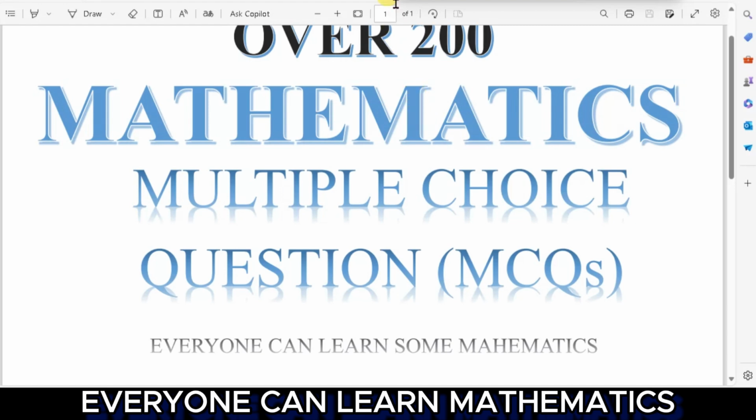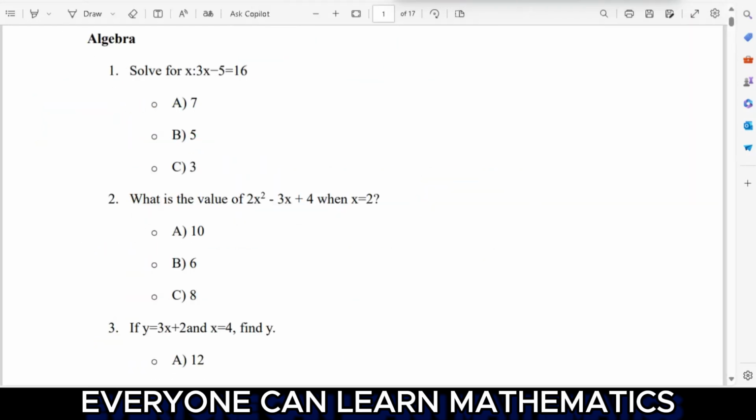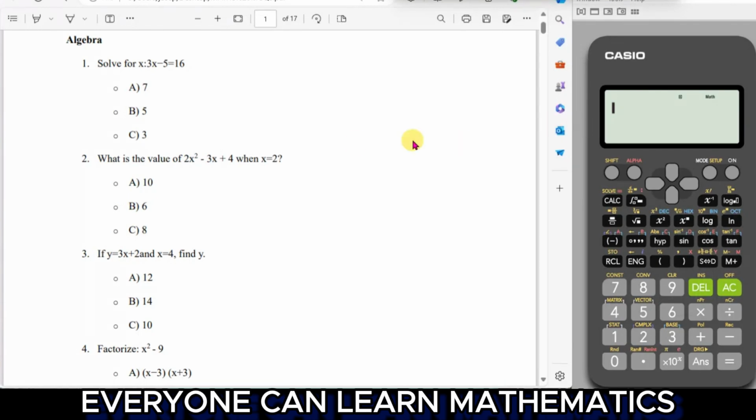We are going to be using the calculator to help us do the work easier and faster. So, having taken my calculator, the first section we'll be talking about is algebra. It says we should solve for x in the equation 3x minus 5 equal to 16. You can pause the video always to get the answer. If you get the correct answer, put it in the comment section below and come back to verify your answer.